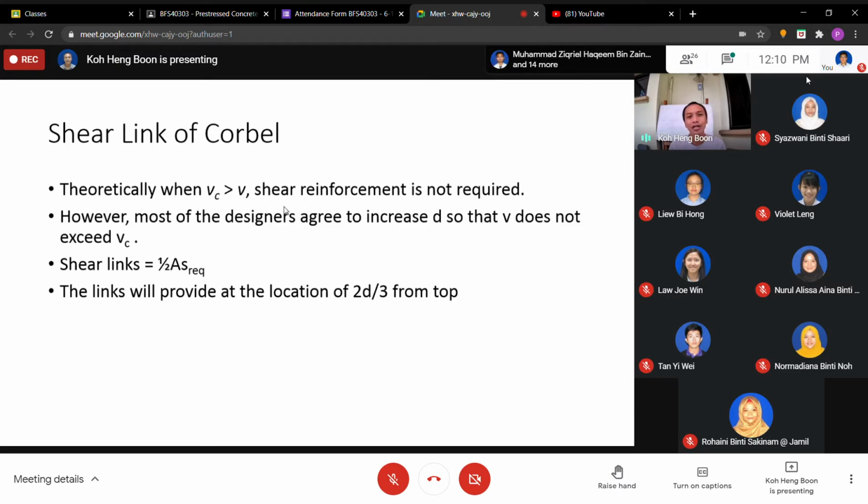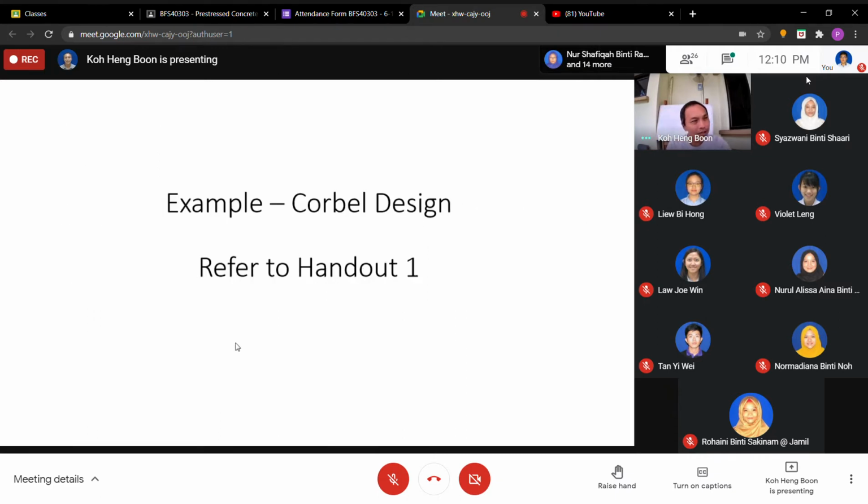The shear reinforcement we need to provide is half of the AS required. AS is based on the tension on top. We are going to provide half of it. The links we're going to provide at the location of 2D over 3, 2/3 of the depth from the top, because the tension is from the top. So these are a little bit about the theory of corbel.